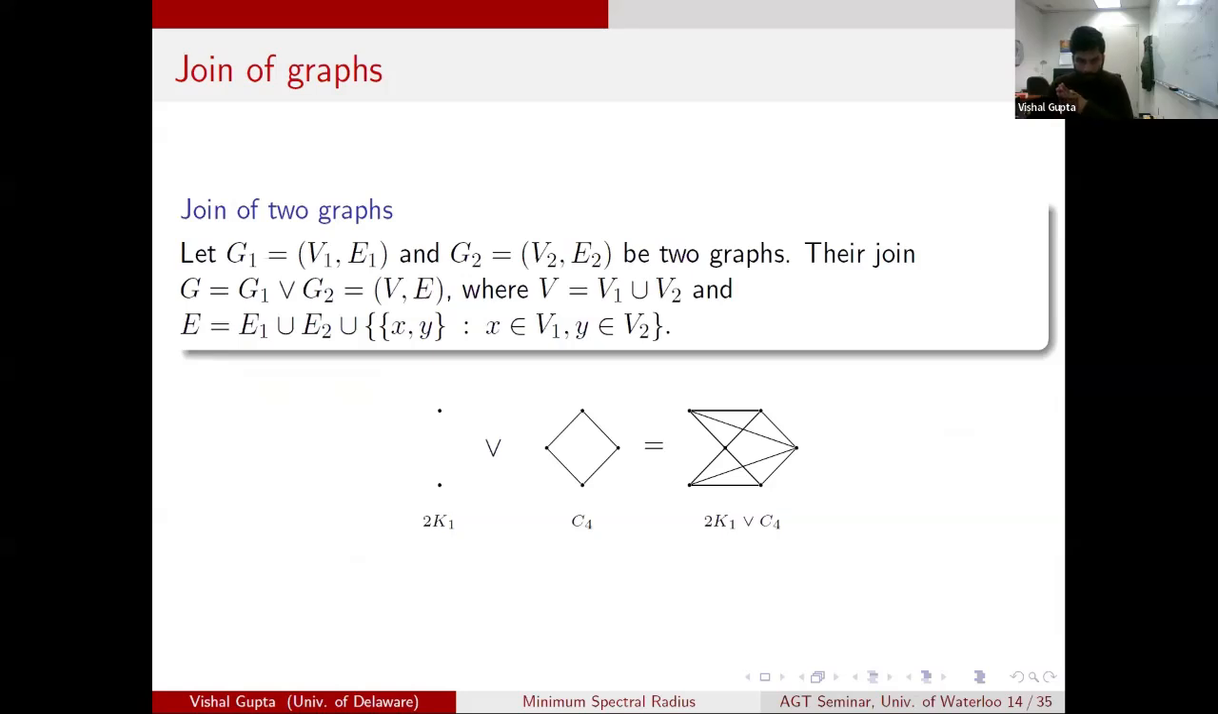Before that, we need another operation: the join of two graphs. Suppose we have two graphs G1 and G2. In their join, we take the graphs as they are, and we add all possible edges between them. For example, if we take two isolated vertices and the cycle C4, their join is this graph on the right.